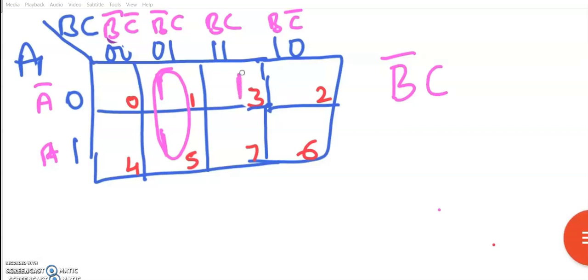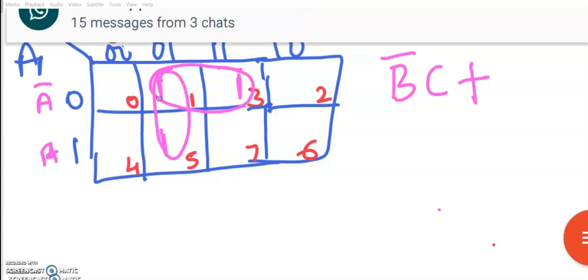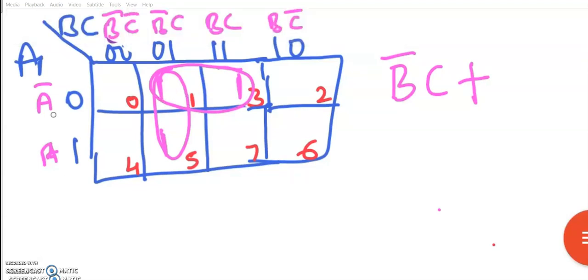Now, what if we have 1 in this location, and we make these two adjacent ones into a group? Then the resultant will be A bar, which remains common in this group. Out of the variables B, C, C remains common, B is changing here. So the resultant will be C. So the expression will be B bar C plus A bar C. That is the result for solving this Boolean expression.